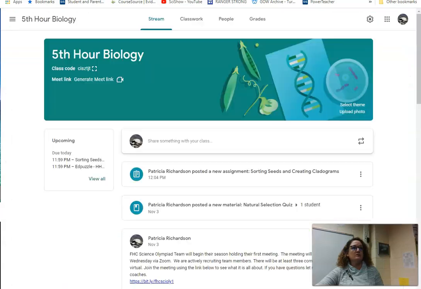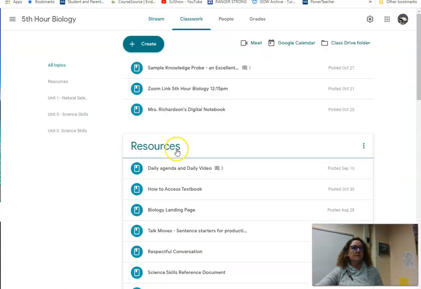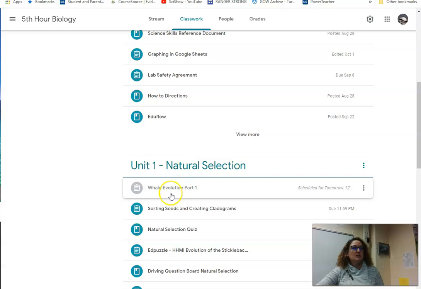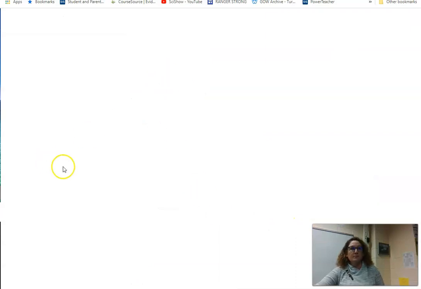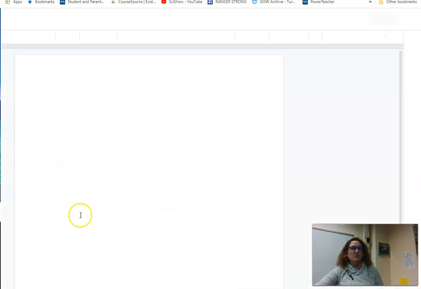When you log into Classroom, it will look like this. And when you open the assignment, you'll have 2 parts there. There's an assignment and a slideshow. So you'll need to open both of them because you'll need to use both of them as we're working.